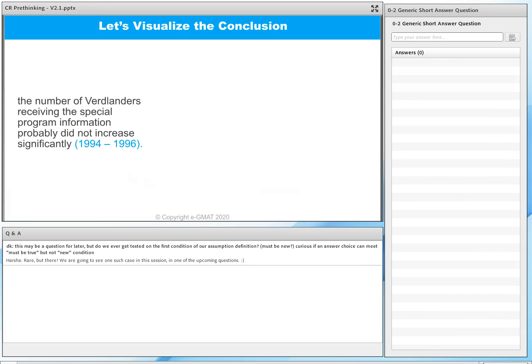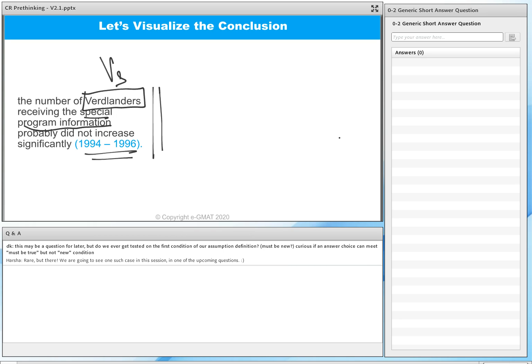So the conclusion is really simple to identify. I'm not going to focus on how you identify the conclusion. The last statement is the conclusion, and it says the number of Erlanders receiving special program information did not increase significantly. There are certain aspects about the conclusion that I want you to remember. One is this conclusion focuses just on people from Verlanland. Let's call them V's. The second thing is we're only concerned about special program information, and the third thing is we're concerned about what happened between these 2 years, not in 94 and not in 96.